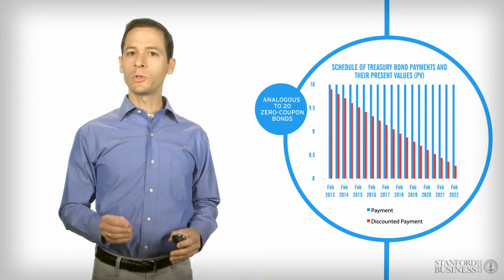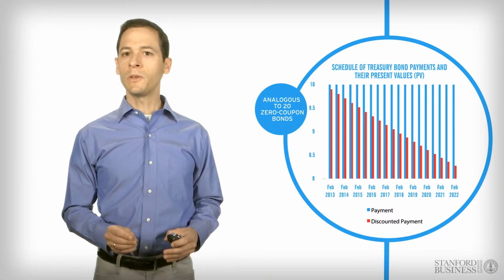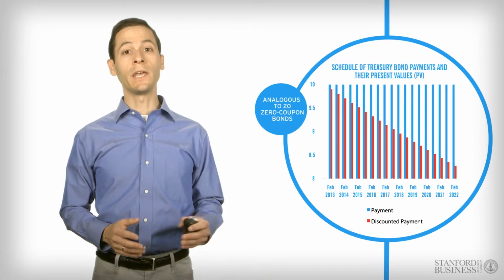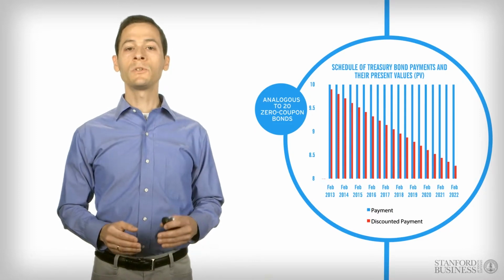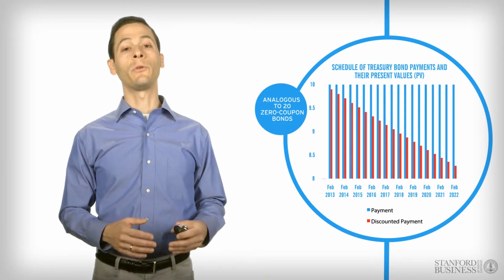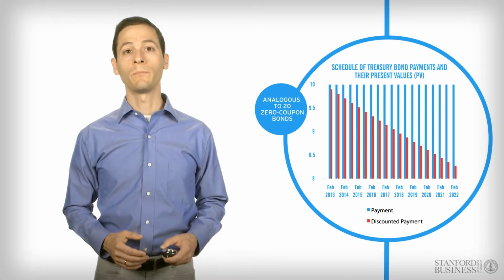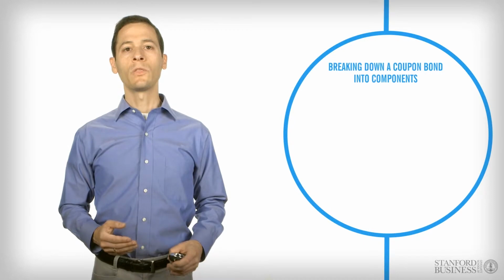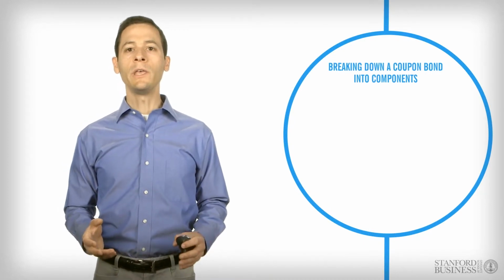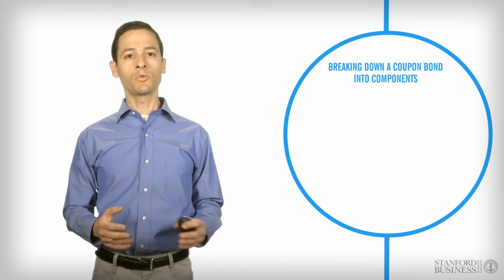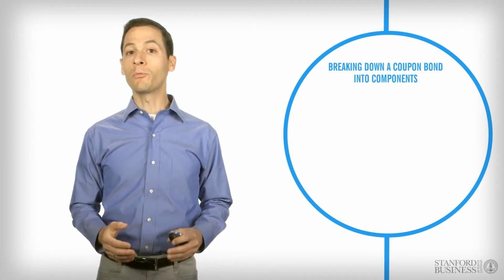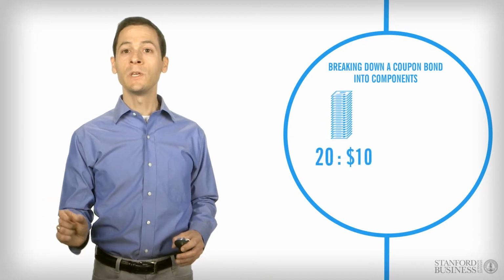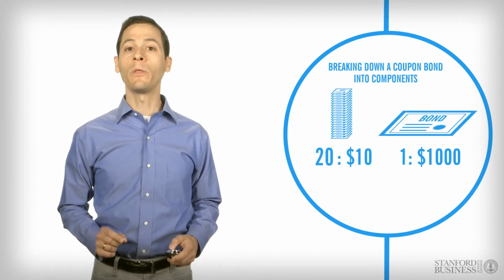This phenomenon is called the term structure of interest rates. The fact that a yield on a pure one-year payment is different from, and usually less than, a yield on a pure two-year payment, which is different from, and usually less than, the yield on a pure three-year payment, and so on. Bond traders have carved up treasury bonds like this for a long time. The procedure of breaking down a coupon bond into its components is called coupon stripping. This coupon bond would actually be broken down into 21 pieces, 20 little coupons, each paying $10, and one principal repayment, paying $1,000.